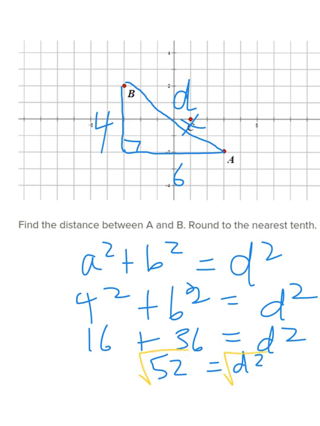And I'm going to get d equals plus or minus about 7.2. That's just an estimate. So the distance between A and B is approximately equal to 7.2. And we were able to figure out that answer using the Pythagorean theorem. Another application of the Pythagorean theorem is being able to calculate distance.